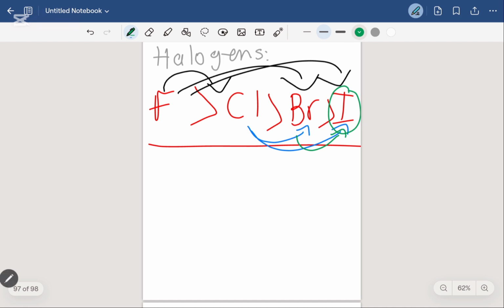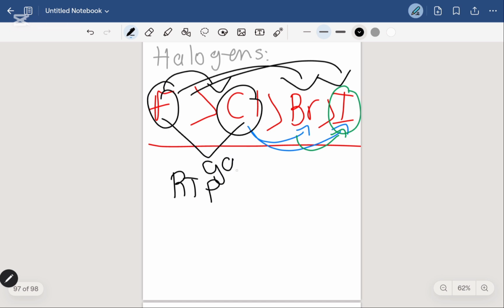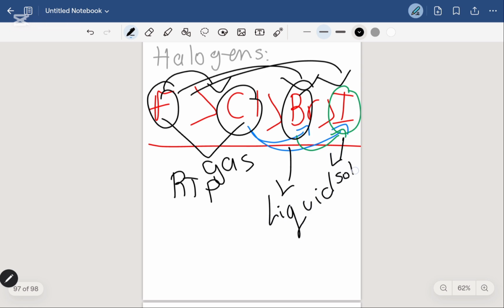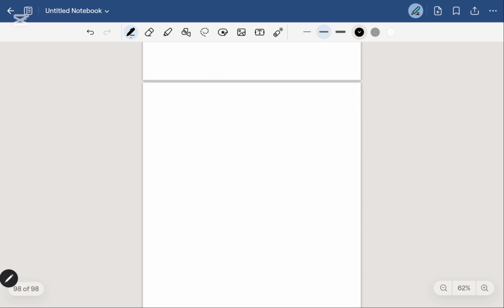Now, some things you need to know is that at room temperature, RTP, fluorine and chlorine are gases. Bromine is a liquid and iodine is a solid. Okay, so now let's go to a new page and let us discuss the properties of these gases.